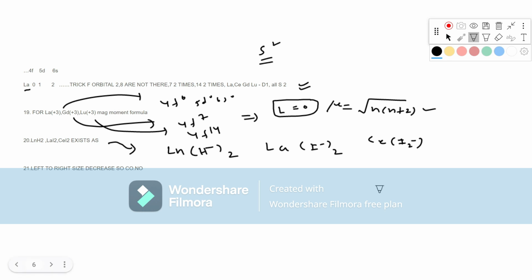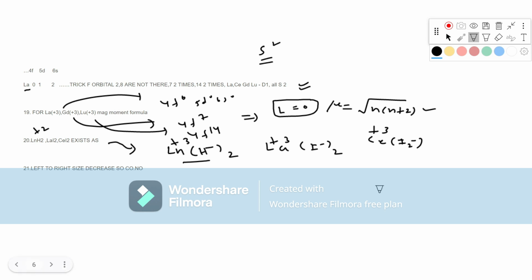Why? Because in LnH2, Ln is in +2 oxidation state, but +3 oxidation state is more stable. So that's why these compounds exist like this. Now it is in +3 oxidation state, so that's the reason why. So these are called metal hydrides. This is the metal iodide.